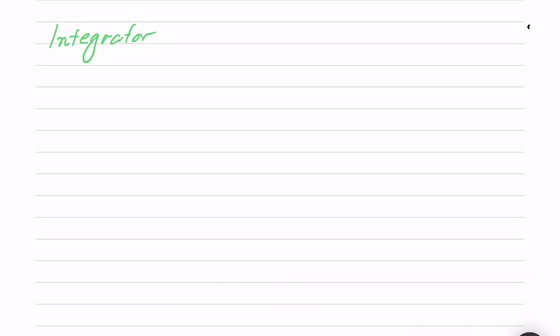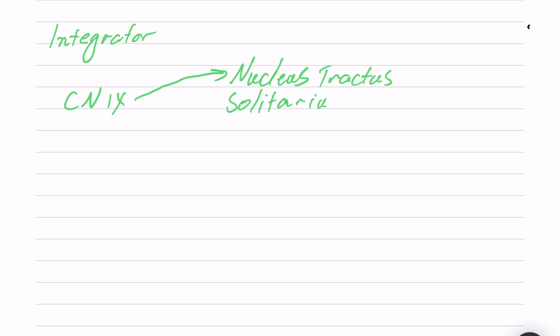When we get to integrators, I like to try and connect our afferents to the integration system and to the efferents, because this is sort of the joining point between those two sides of the pathway. So cranial nerve 9, glossopharyngeal, and cranial nerve 10 go to the medulla, and they specifically go to an area called the nucleus tractus solitarius, or NTS.